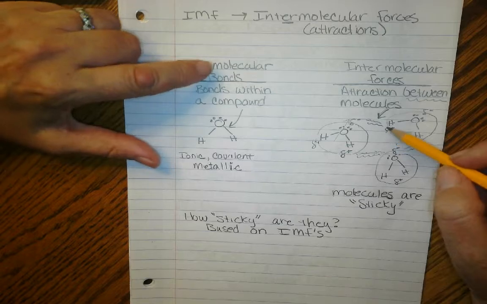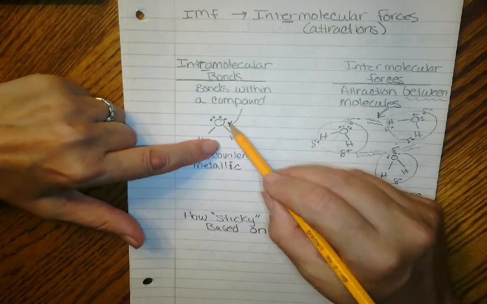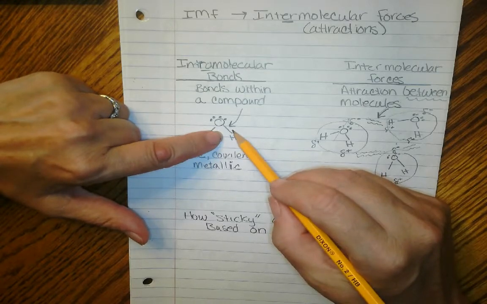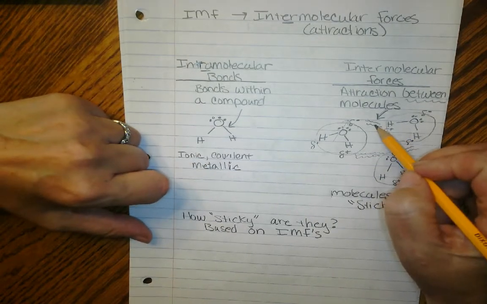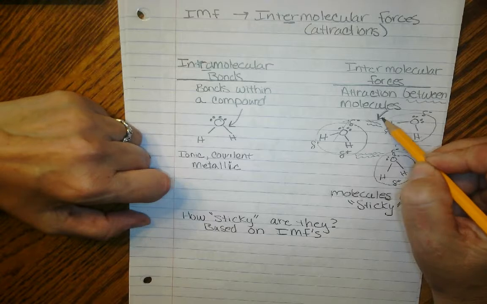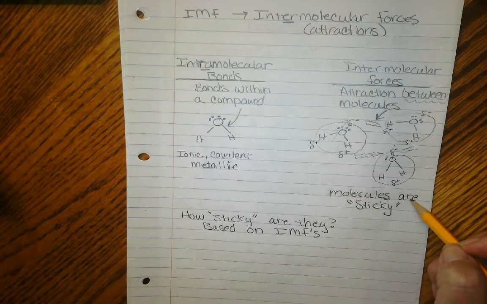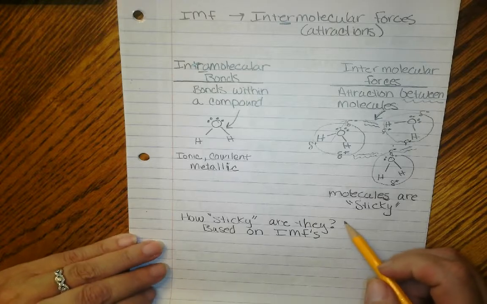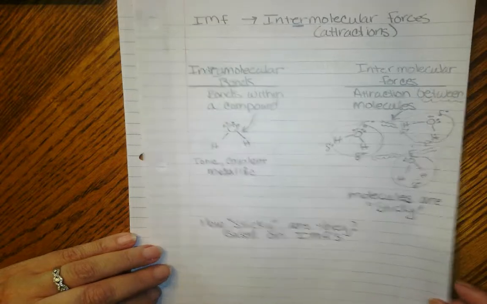So this intermolecular force is actually called hydrogen bonding, which is super confusing for people because they think this is a hydrogen bond. This is not. This is a covalent bond between hydrogen and oxygen. This attraction between two separate molecules is called hydrogen bonding or a hydrogen bond. Okay, and really what we're talking about is molecules are sticky. Some are stickier than others, and this attraction is the stickiness. So how sticky are they? That's about the forces and how strong those intermolecular forces are.